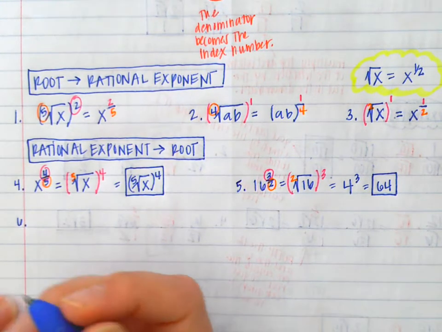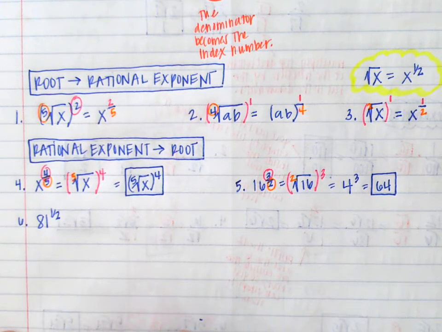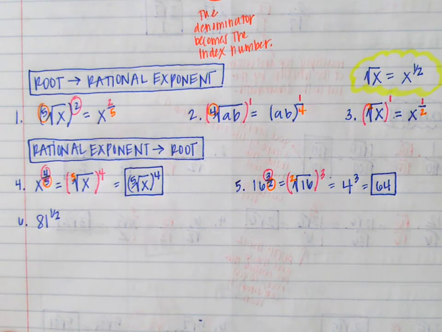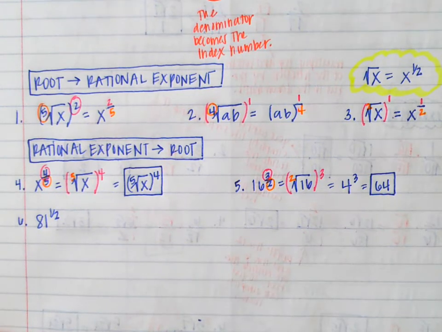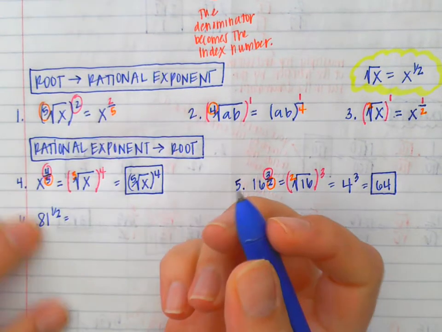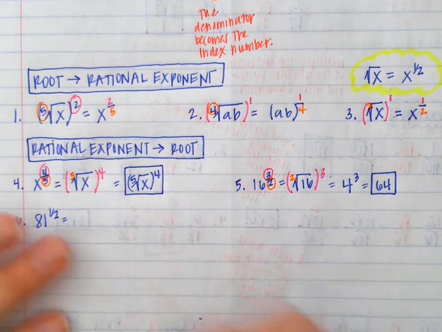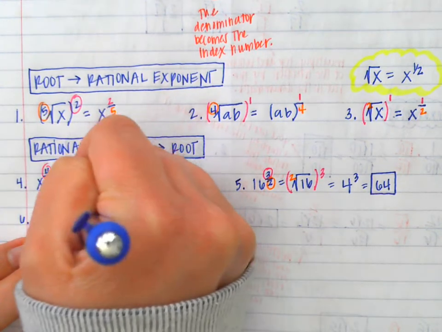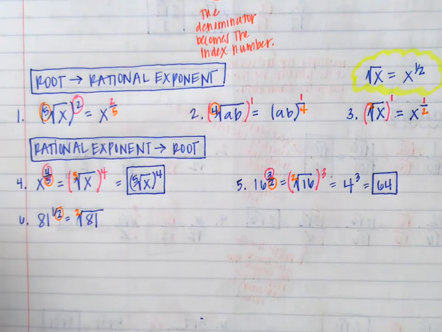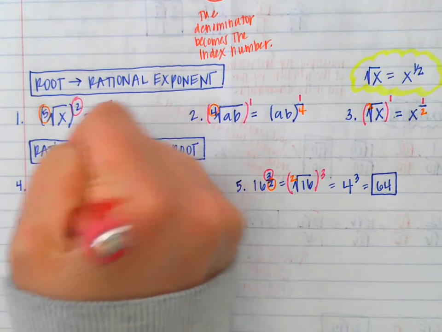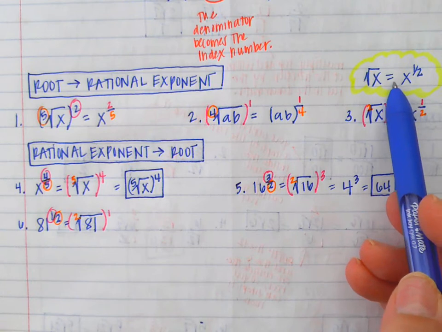Okay, what if I gave you 81 to the 1/2 power? Remember, what do we know that 1/2 is the same as? Remember, we wrote it and highlighted it up here. Okay, so if you're thinking, I know 81 to the 1/2 power is the same as the square root, or if you need to rewrite it and go, okay, we know what's inside the square root is going to be 81. We know the bottom number is going to be my index number, and we know the top number is going to be my exponent. So if you need to write it out like that, that's totally fine. If you have it memorized, that's great too.